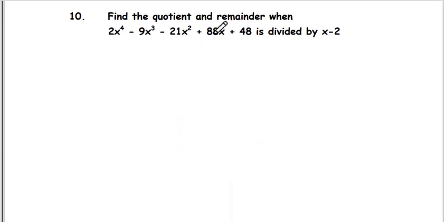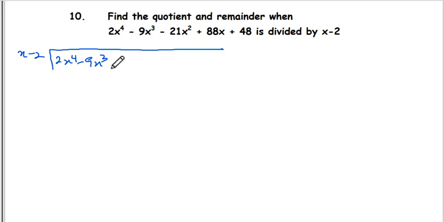Number 10, find the quotient and remainder when this polynomial is divided by x minus 2. So let's set that up. We're using the long division method here. We have 2x raised to the power of 4 minus 9x raised to the power of 3 minus 21x squared plus 88x plus 48.